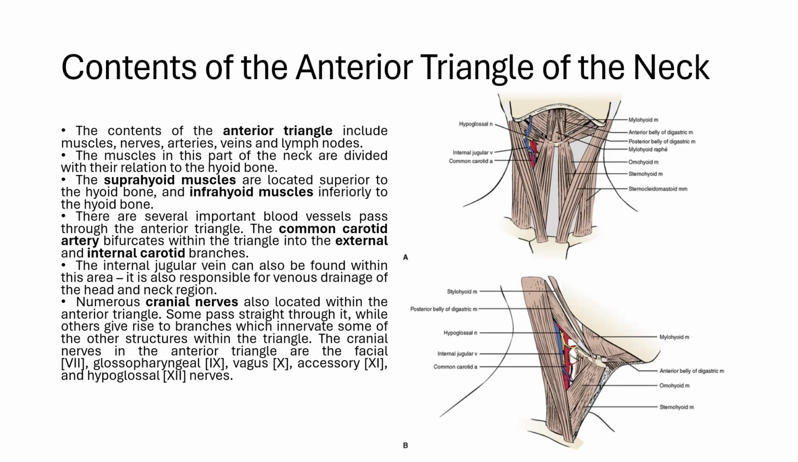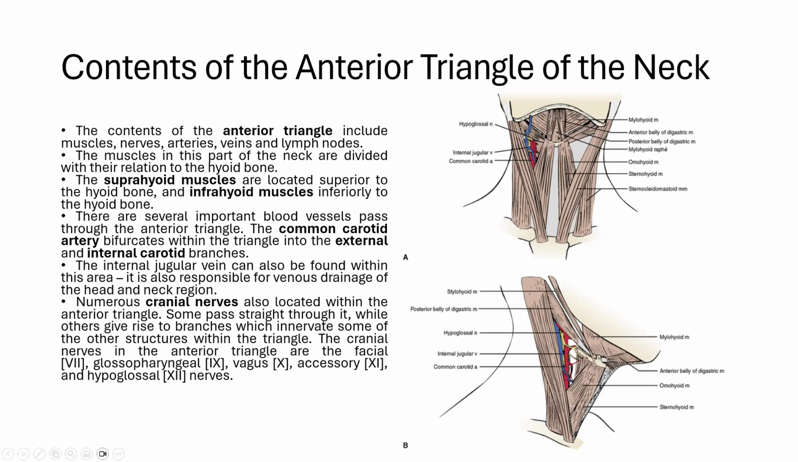Several important blood vessels pass through the anterior triangle. The common carotid artery, very important point. It bifurcates within the triangle into the external and internal carotid arteries. The internal jugular vein can also be found within this area. It is also responsible for venous drainage of the head and neck region.